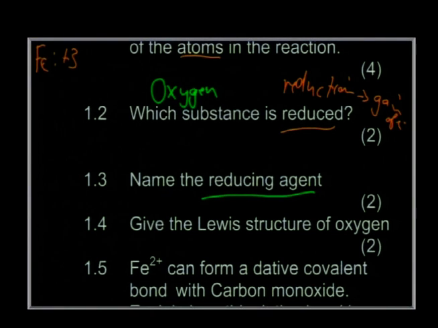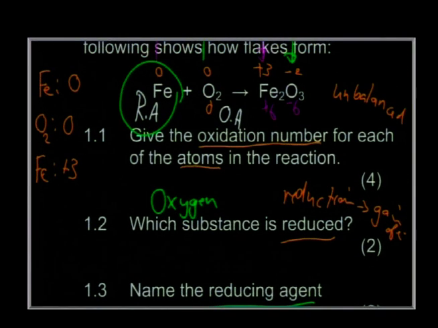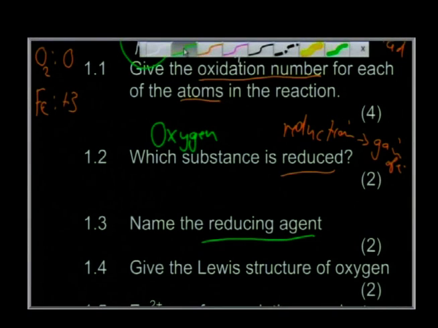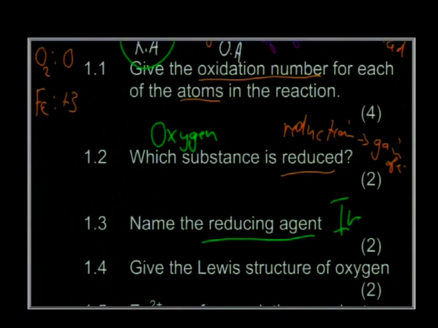The reducing agent, if I fill that in then, is identified from the one that was going from 0 to +3. It's the source of electrons, it is the iron. So let me write that in the space here. The reducing agent is iron. Notice it says the name. So I mustn't give the formula, I must give the name.